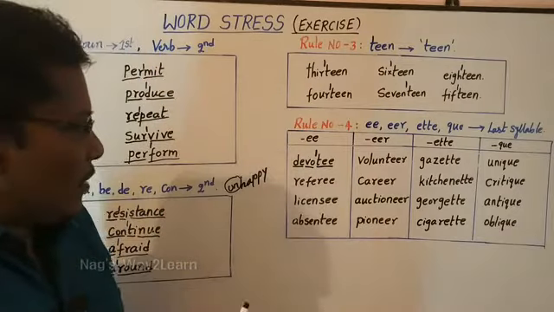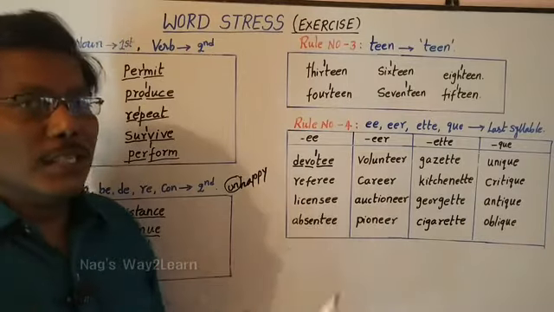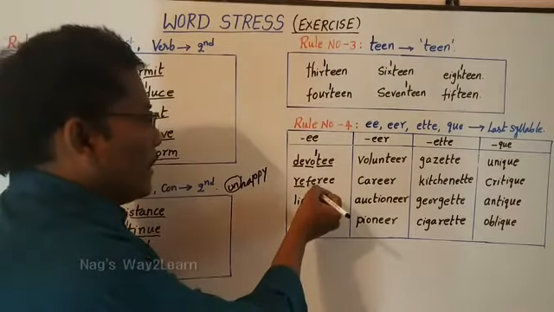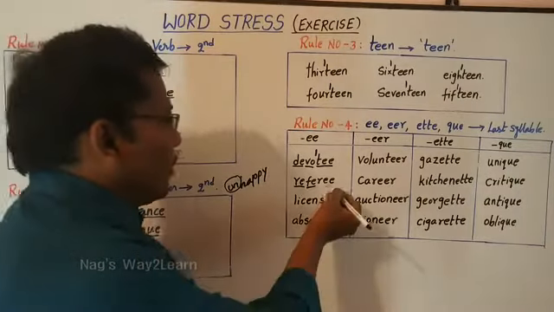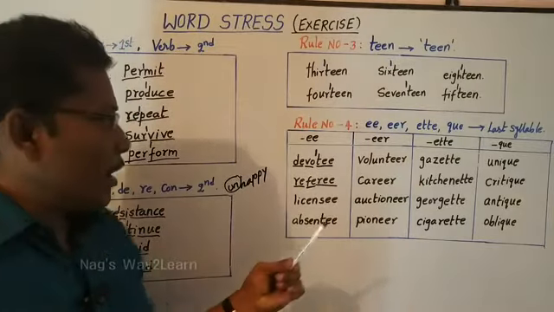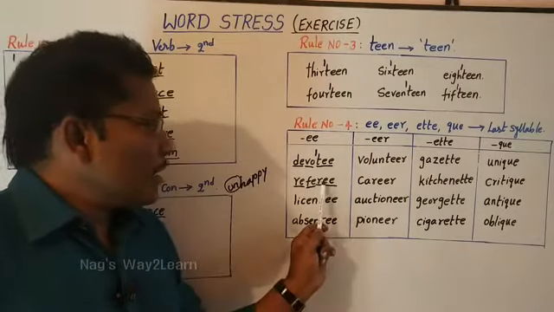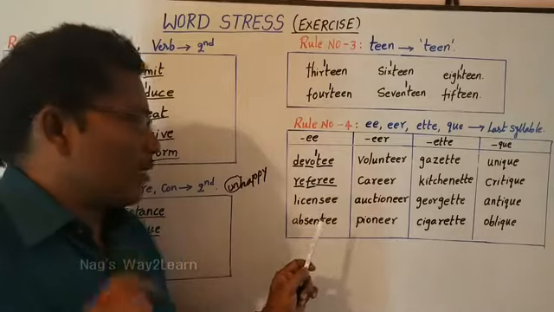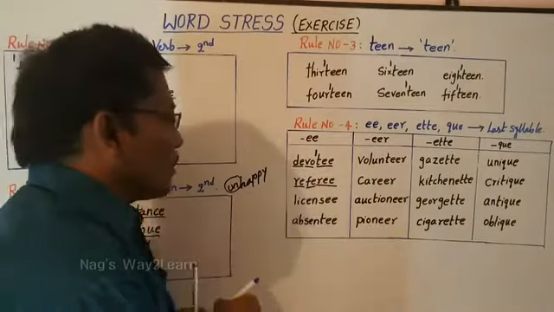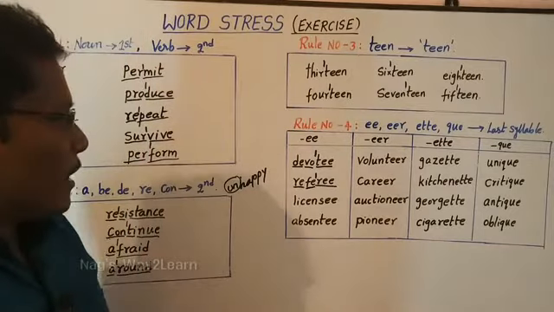Okay, now let's say another word, referee. Referee. Here also what are the syllables? Re, fe, ree. Referee. There are 3 syllables, and moreover at the end of the word you can find EE here. So if EE is there, the stress is on the last syllable. What is the last syllable? Ree is the last syllable. So you put the stress on ree. Okay, next, licensee.